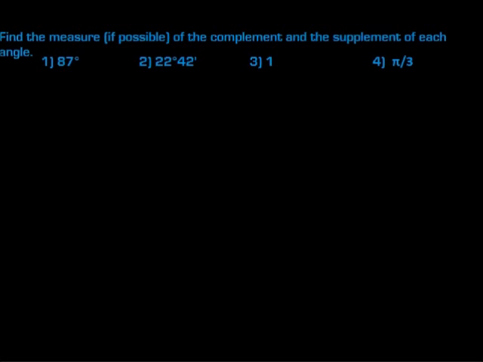Find the measure, if possible, of the complement and the supplement of each angle. Basically, if we start out with this problem, we have 87 degrees, and we want to be able to map this out. So when you're looking at angles, you have complement, which is 90 degrees, and supplement, which is 180 degrees.